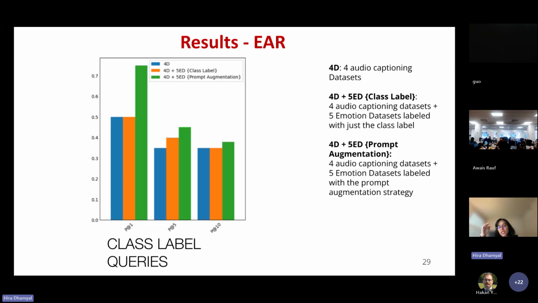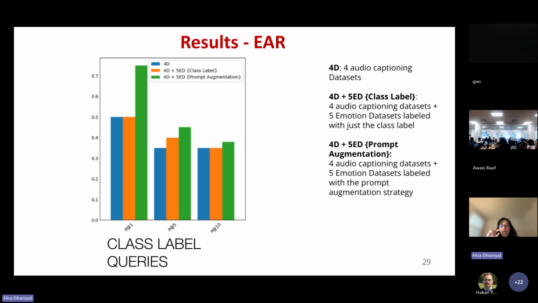We just use the class label of the emotion. We say, okay, this is an audio of anger, or this is a person expressing anger, or this is happy, sad. We do not do any of the prompting methodology that I spoke about. The green model is where we say, okay, let's also do the prompt augmentation. Let's extract the acoustic properties, and let's give more signal to the model in order to learn more of these correlations that we spoke about.